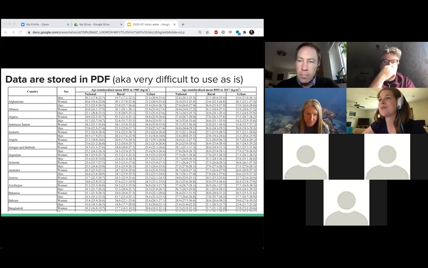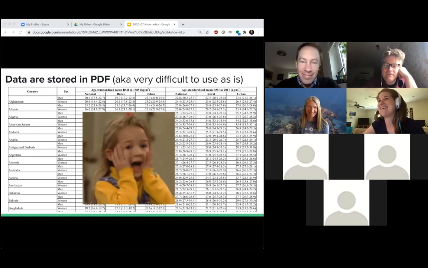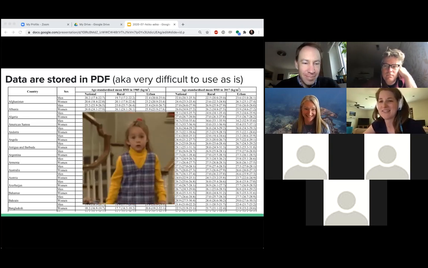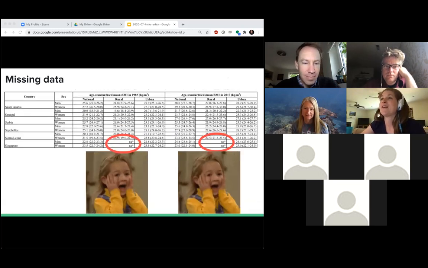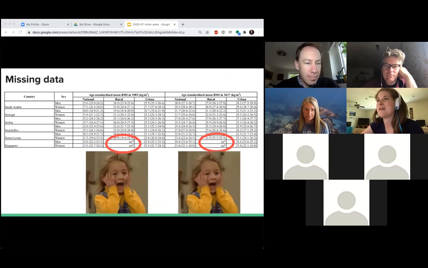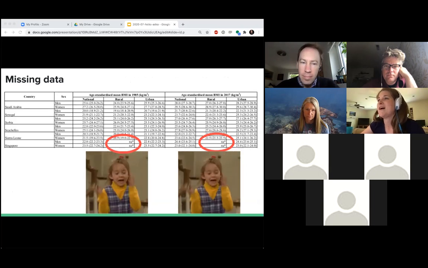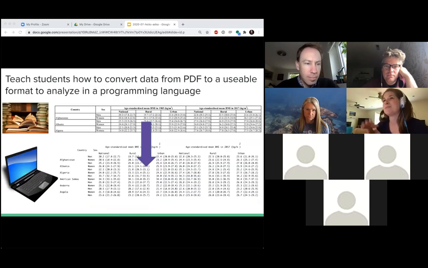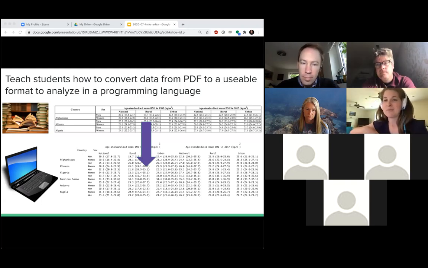And so the goal here would be, first, slightly panic when you realize how hard this is. It's not like you can just copy and paste this into Excel and hope that all the formatting works out. I mean, it's a little bit terrifying. So on top of that, you've got missing data. Some of these age standardized BMI rates are missing entirely, so you've got NAs to deal with. But the goal here is to be able to teach students easily and feel confident in being able to take data from a PDF and put it into some kind of programming language. So that's kind of the first step in building the case study.